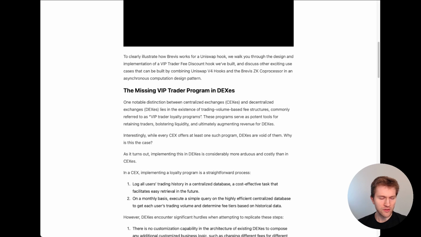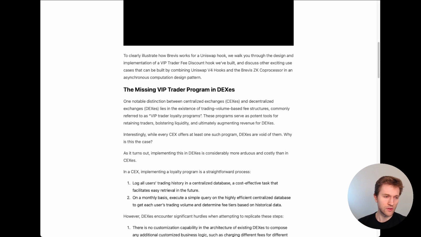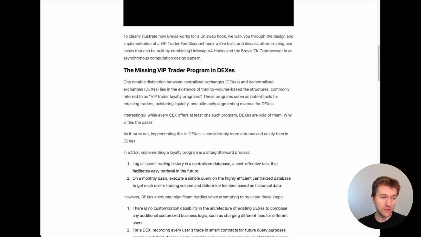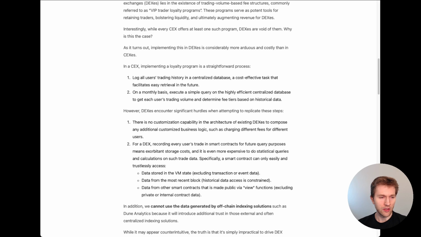I think in the rest of the post, they basically talk about why this use case is relevant. Yeah, in centralized exchanges, we do have these VIP trader programs that encourage you to really stick to one exchange because you're going to get these tiers of rewards there. And in DEXs it just has been really expensive, right?